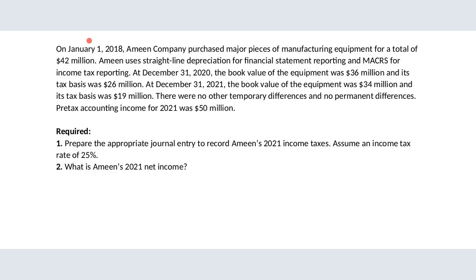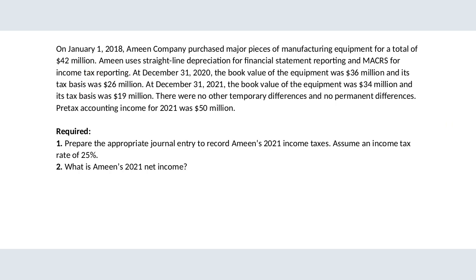Okay. On January 1st, 2018, Amin Company purchased major pieces of manufacturing equipment for a total of 42 million. Okay, this is very similar to what we did, right? Oh, maybe I know. There's a twist here, because they didn't actually tell us what the beginning balance was. They're just telling us to calculate it. Okay, so I got it. They use straight line depreciation for books and an accelerated method for income tax.